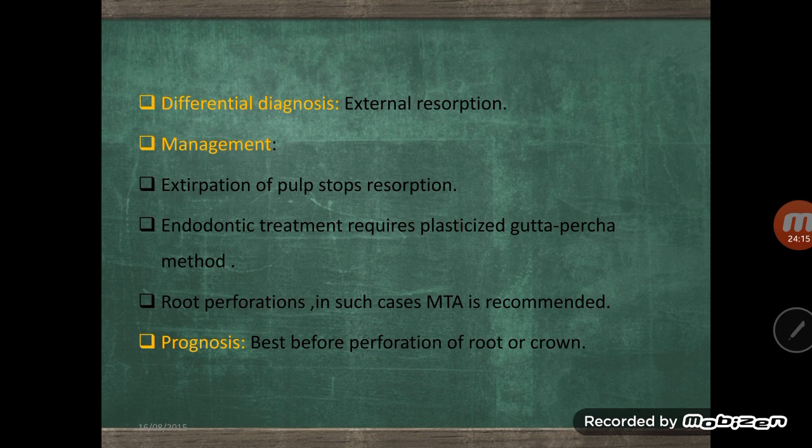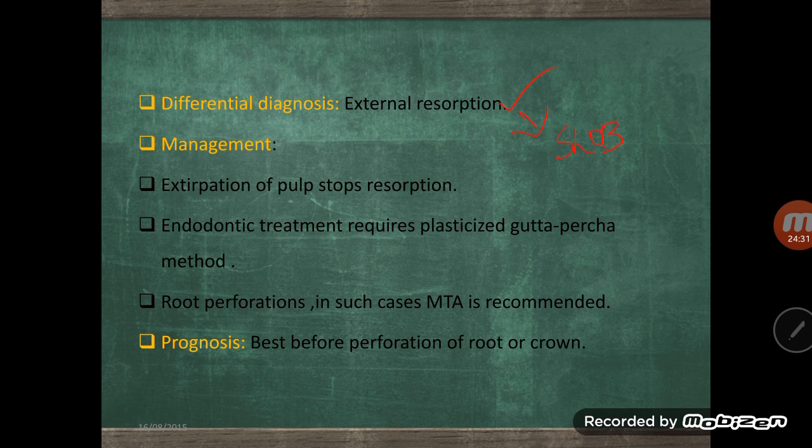And the differential diagnosis is, obviously, external resorption. You can differentiate external and internal resorption by using this SLOB rule, already discussed. Coming to the management, first of all, you need to remove the irritant, the etiology that is causing this resorption.